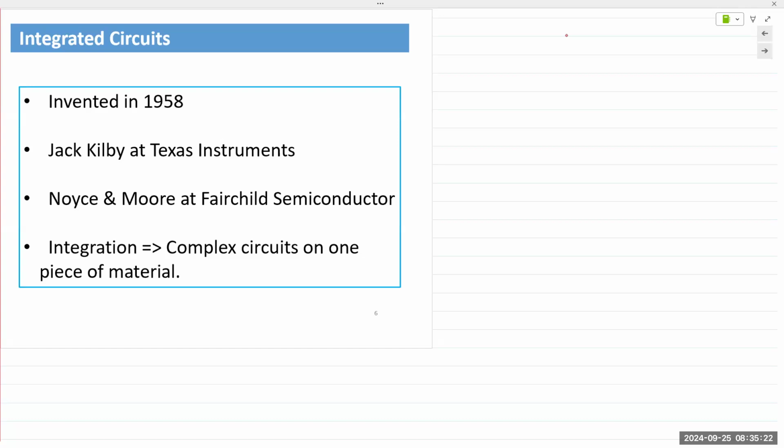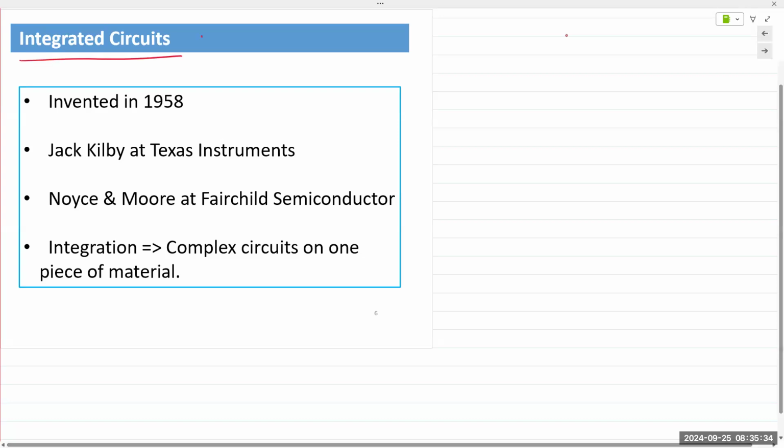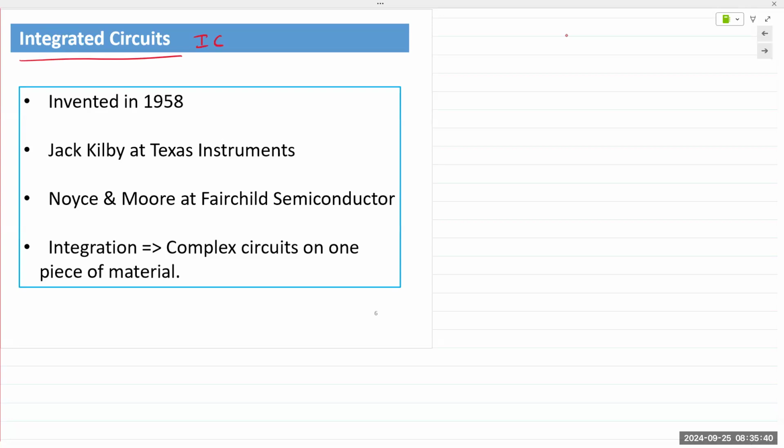It's a small chip that integrates a large amount of discrete components onto one piece of silicon die or silicon material, hence the name integrated circuits, or IC for short. And in modern day layman terminology, we call it microchips. There was simultaneous development of this integrated circuit. There was a race, as always, in research.